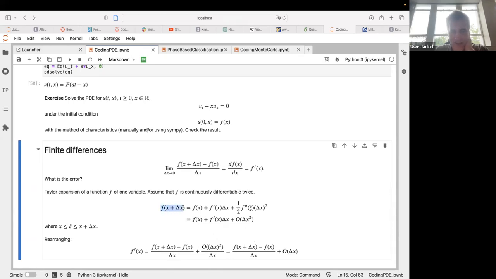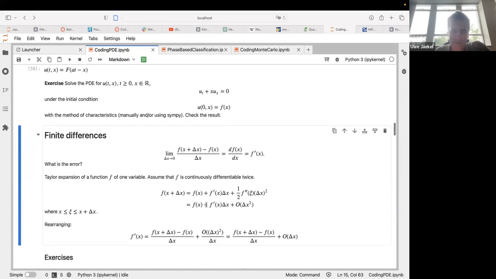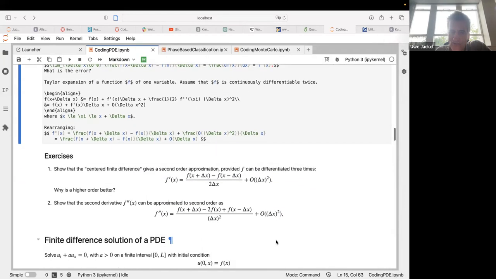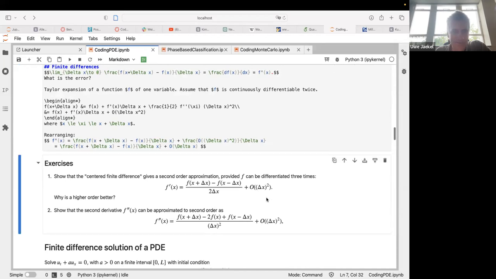So we have f of x plus delta x is f of x plus the derivative that we don't know times delta x plus an error that we usually also don't know. We rearrange that and solve for the derivative, and then we find that the derivative, not surprisingly, can be approximated by the difference quotient plus the error, which is of order delta x squared, divided by delta x.